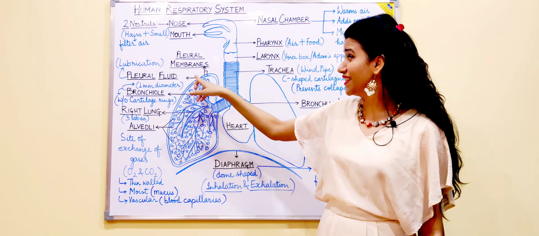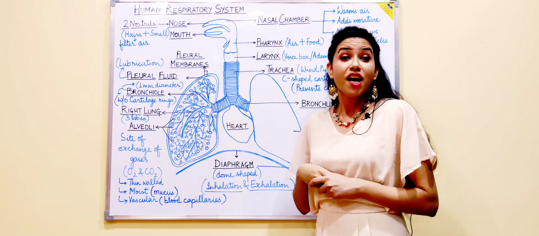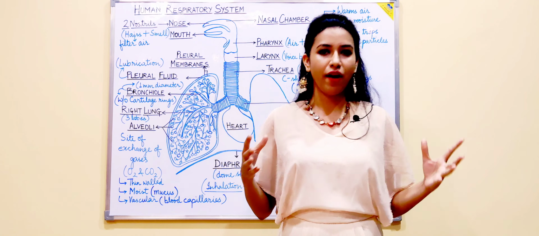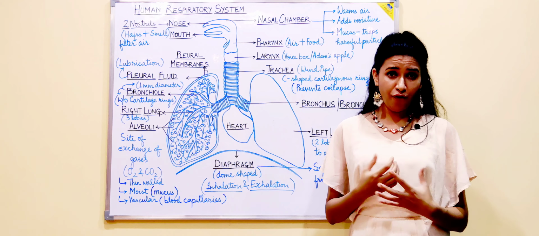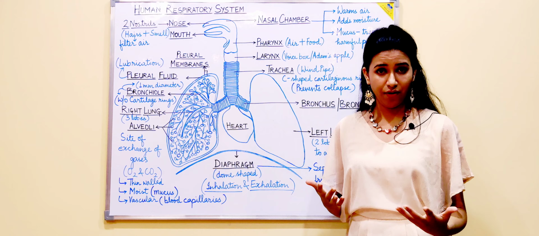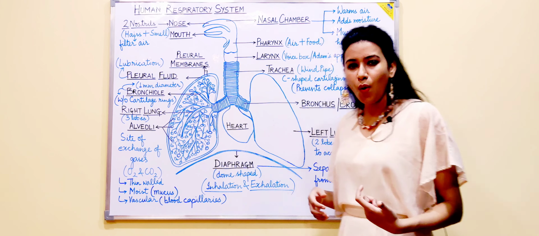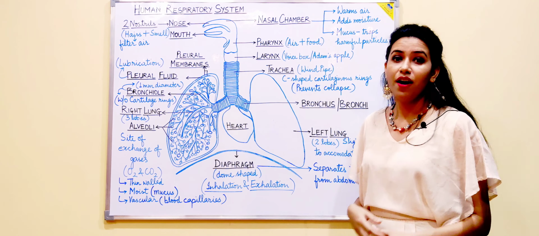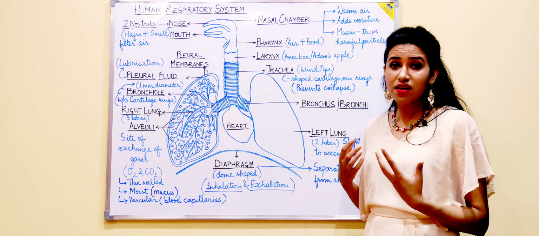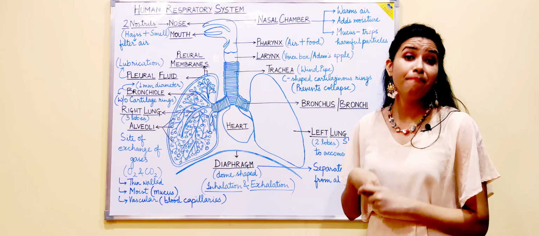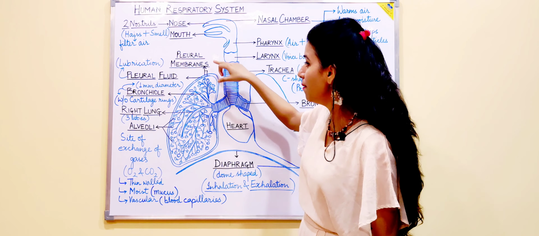Yes, of course, as you can see, pleural membranes. Now, considering the lungs are very vital organs because they are the chief organs for respiration, right? Very important. So they need to be protected. So for their protection, there are membranes. Each of the lungs has membranes. They are known as pleural membranes.